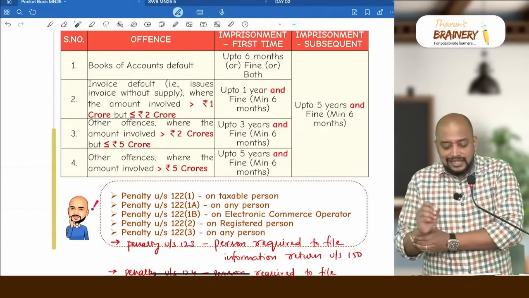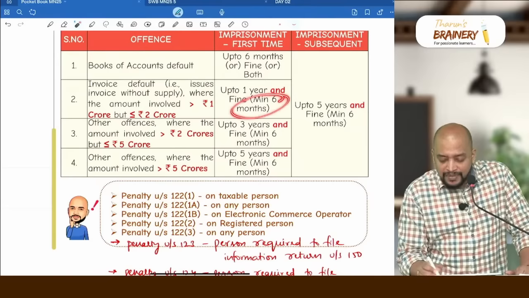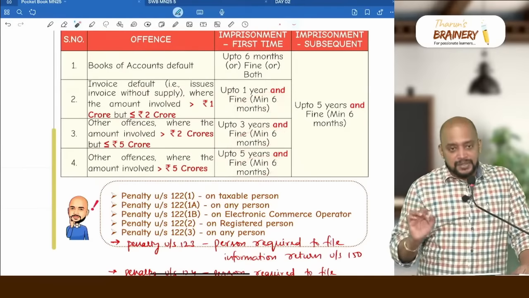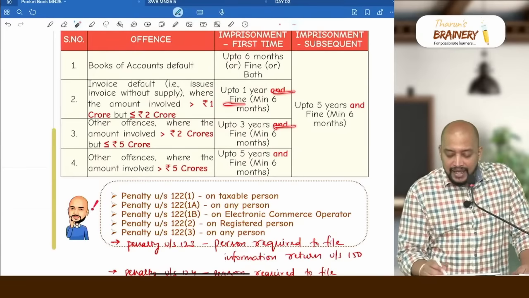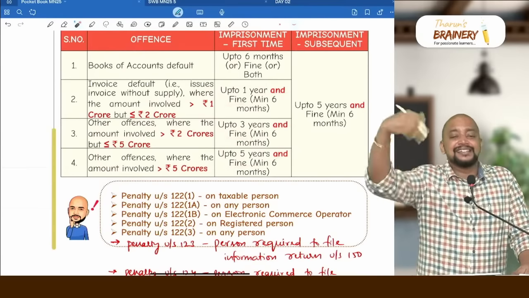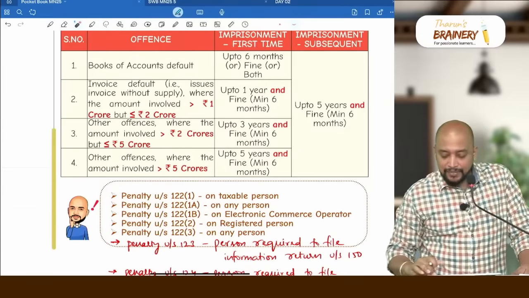In all these cases, if you see imprisonment, minimum 6 months is common. Means minimum 6 months is the imprisonment. And everywhere it is imprisonment and fine. How much is the fine? As decided by the court.